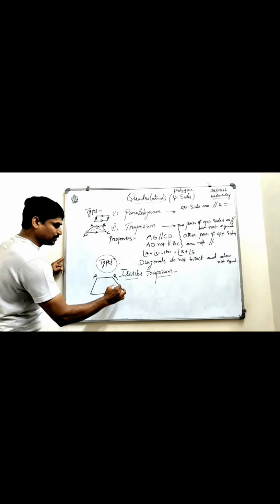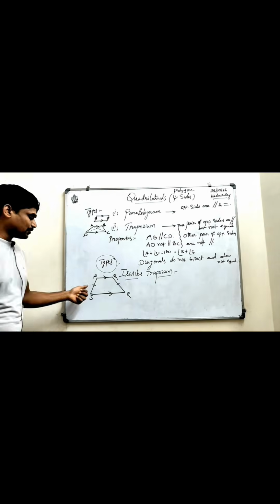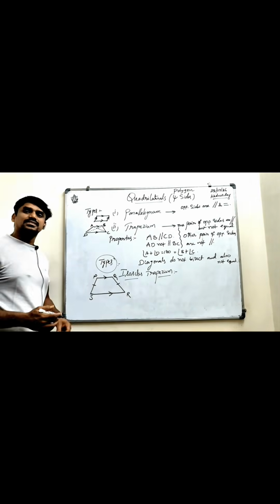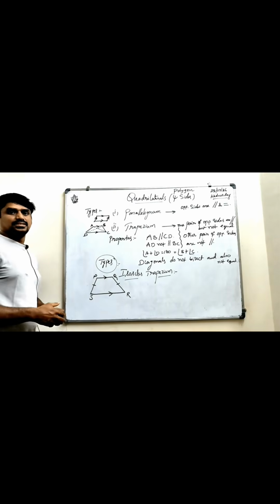Now P, Q, R, S. Now PQ parallel to SR and PS is equal to QR. See, two sides are equal. If two sides are equal, then that is called isosceles, no? That's why it is a trapezium with two sides equal. So therefore it is an isosceles trapezium.